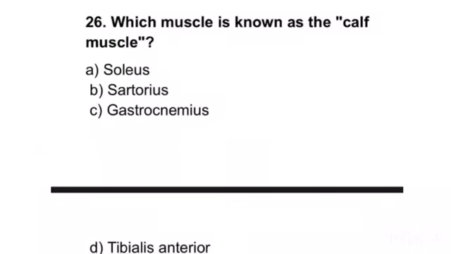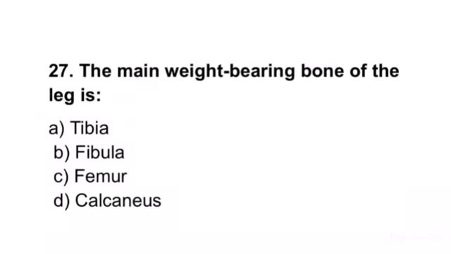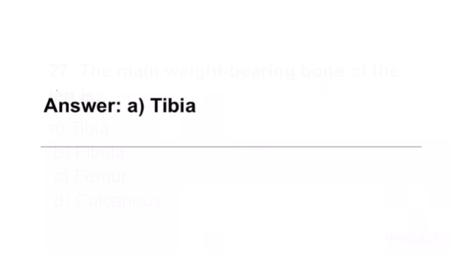26. Which muscle is known as the calf muscle? A. Soleus. B. Sartorius. C. Gastrocnemius. D. Tibialis anterior. Answer: C. Gastrocnemius. 27. The main weight-bearing bone of the leg is A. Tibia. B. Fibula. C. Femur. D. Calcaneus. Answer: A. Tibia.